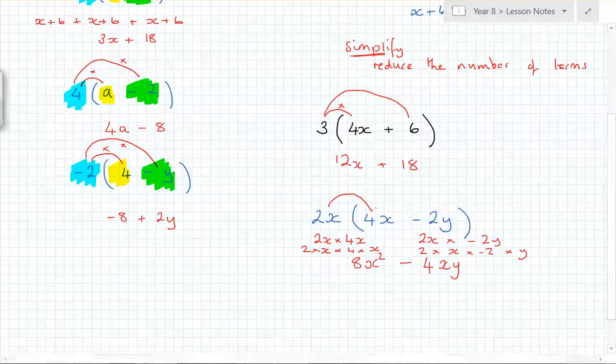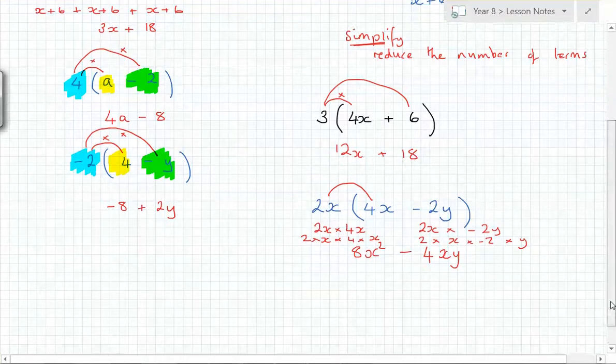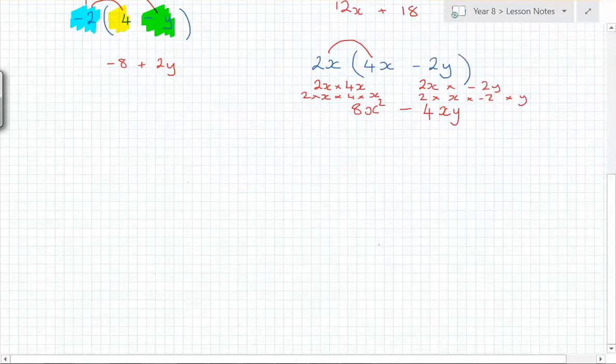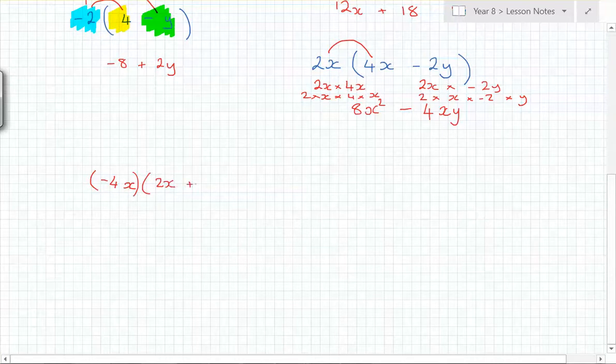Okay, right, I will pick one from one question. Obviously, we're going to be finished in 1 minute. I would like you all to try this one then. This one, question 6, minus 4x times 2x plus 8.